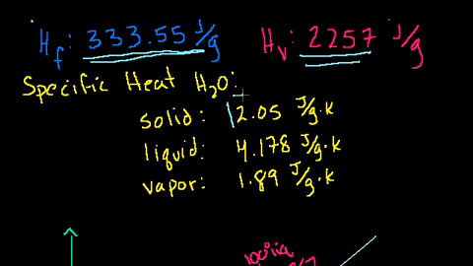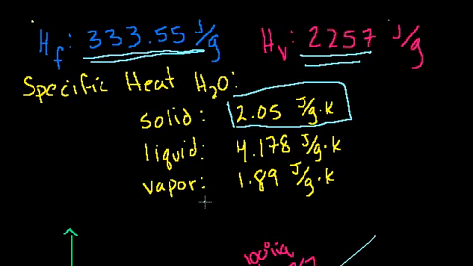It takes 2 joules of energy to warm up 1 gram 1 degree Kelvin when water is in the solid state. When it's in the liquid state, it takes about double that, about 4 joules per gram to raise it 1 degree Kelvin. And when you're in the vapor state, it's actually more similar to the solid state.